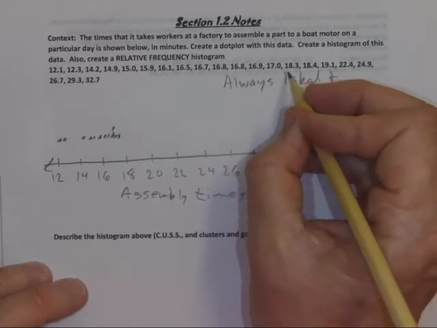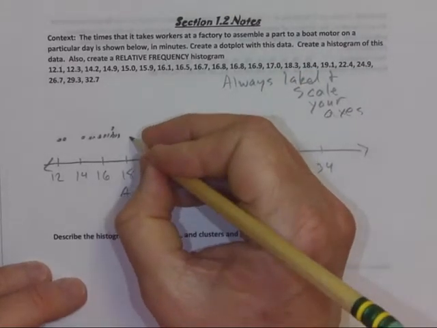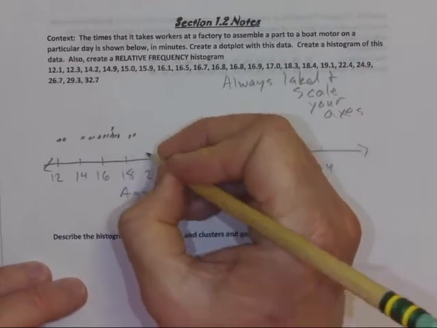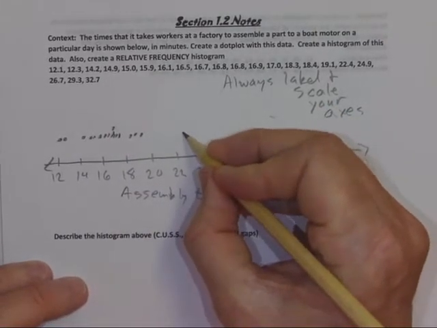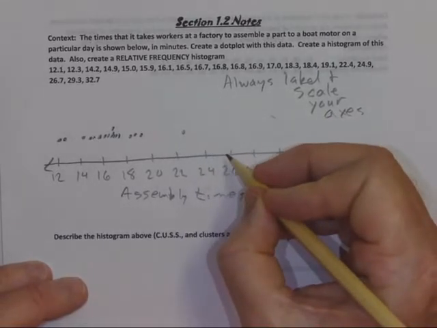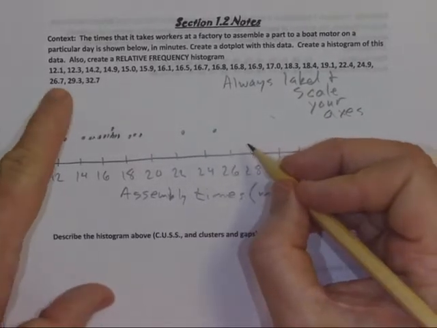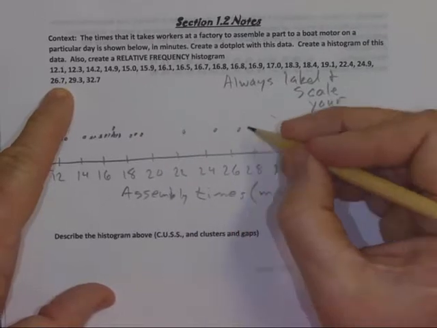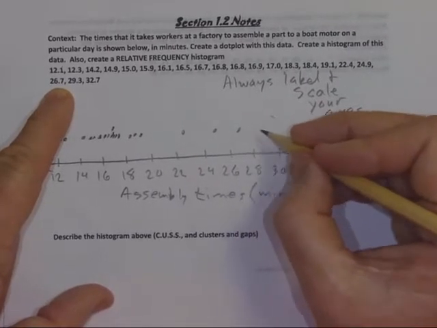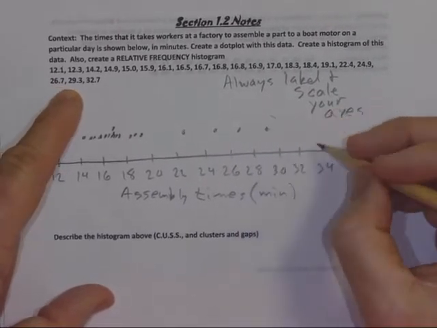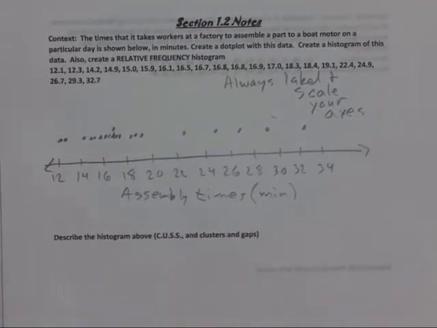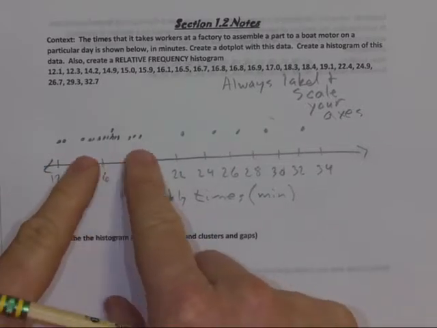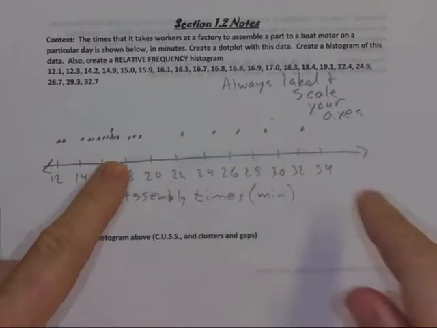And then 18.3, so that's about there, 18.4, 19.1, 22.4, and 24.9, and 26.7, 29.3, and then 32.7, and that's it. That's all there is to drawing a dot plot. So there you go. We appear to have kind of a cluster of values here, and they're more spread out over there.